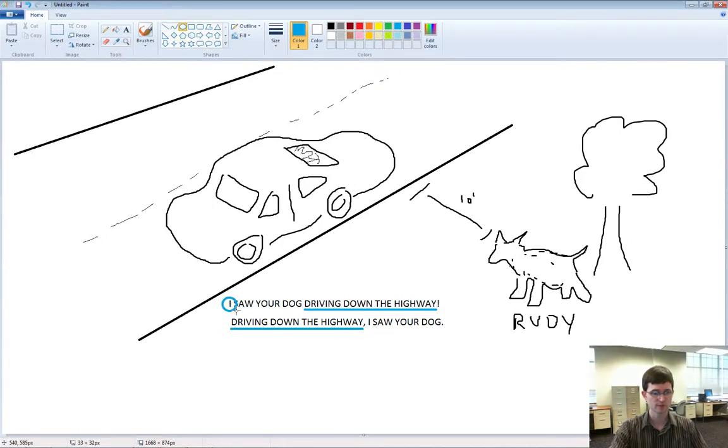Now, in our case, the subject of the sentence is I. And that's really what should be driving down the highway. However, the modifier is going to attach to the word that is closest. That's why we have an error right here, because in the sentence we end up saying that it is the dog driving down the highway. We can create a fix when we put the modifying phrase next to the word I.